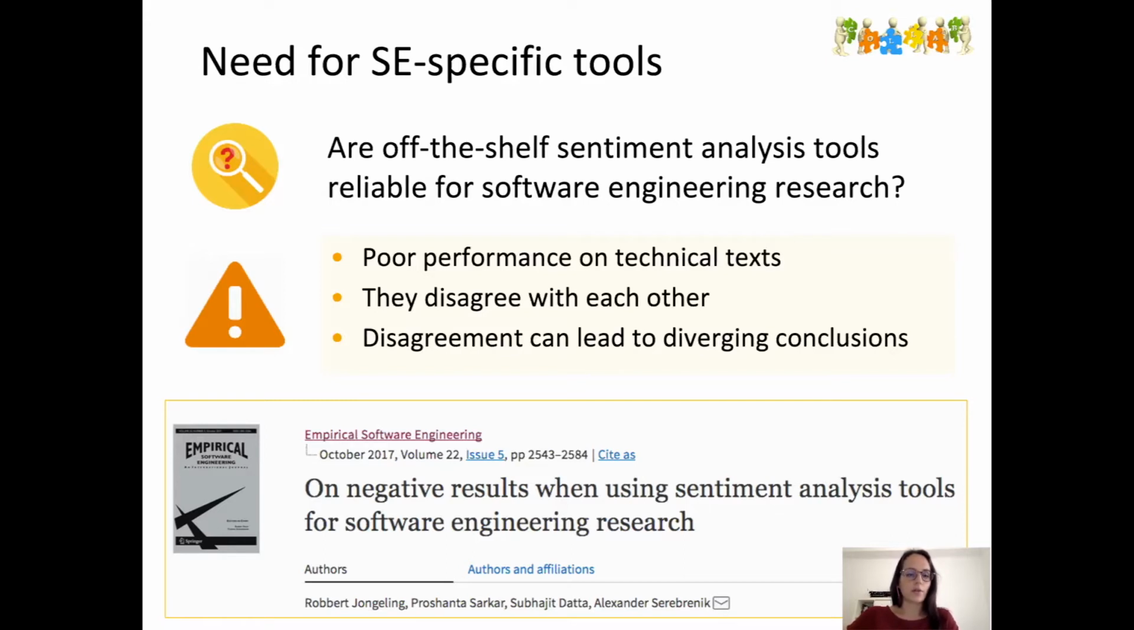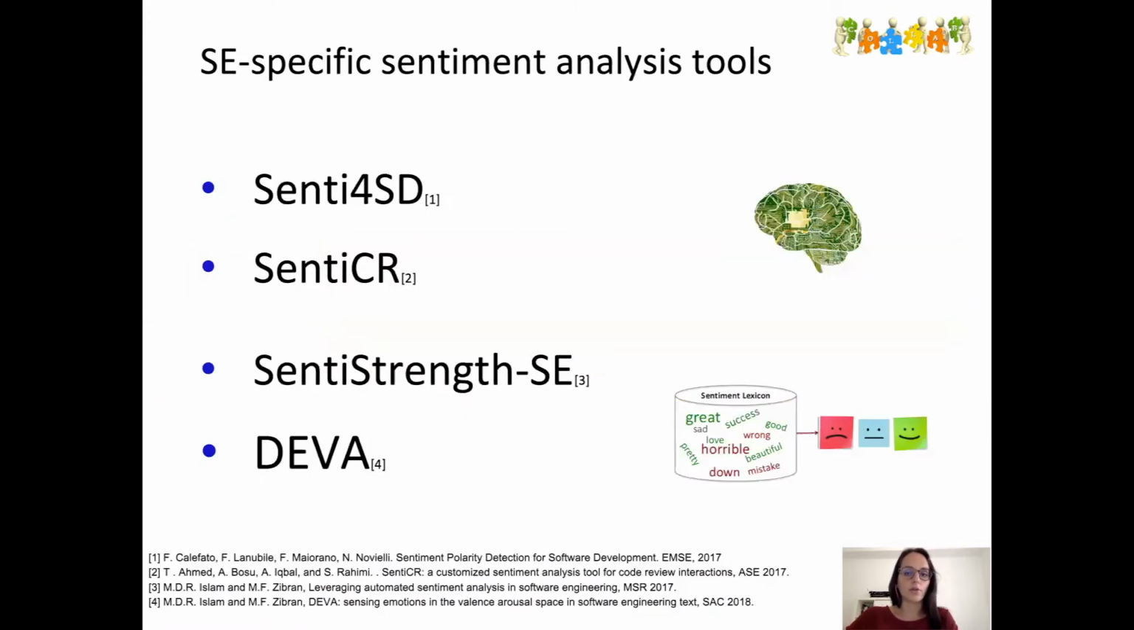This is kind of expected, as general purpose tools are trained on corpora collected in different domains, such as movie reviews, newspapers, comments on social media, and so on. So there is a need for software engineering specific sentiment analysis tools. Trying to overcome the limitations posed by general purpose tools, researchers started to develop their own tools, specifically tuned for technical documents in software engineering domains. Two main approaches prevailed.